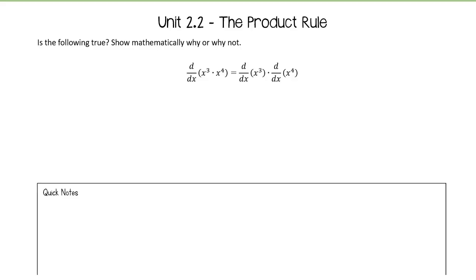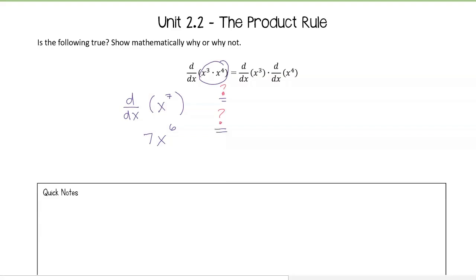To introduce the product rule, we're going to look at this problem. Does the derivative of the quantity x cubed times x to the fourth equal the derivative of x cubed times the derivative of x to the fourth? First, let's look at the left side. So let's start with d dx. If I want to make this into one term, I will add the exponents to get x to the seventh. Now I can use the power rule and take the derivative of x to the seventh. So the 7 will come out front, and I'll subtract 1 from the exponent to get 7x to the sixth.